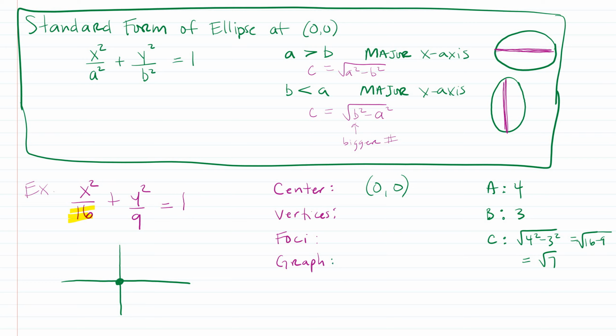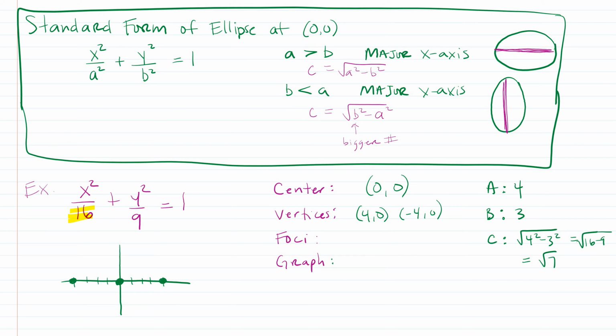Well, here's our center over here at (0, 0). A is the number along our major axis, the distance between the center and the vertex. So we're going to go over 4 units here and 4 units to the left. Those are our vertices, so they are at (4, 0) and (-4, 0).